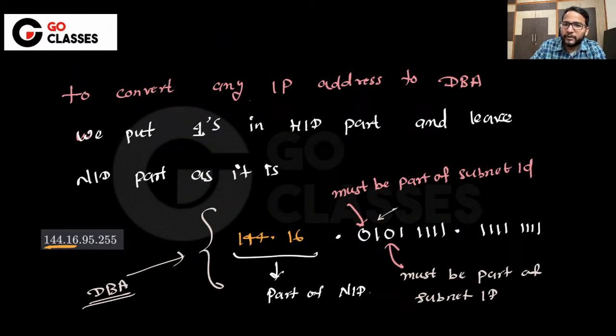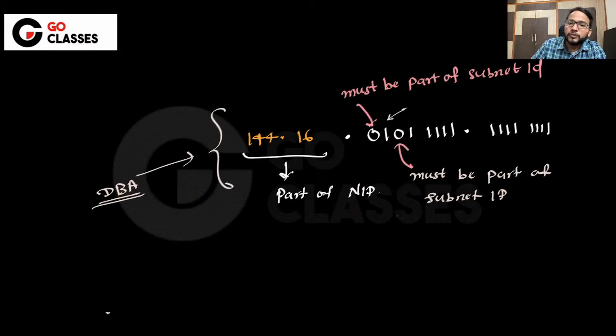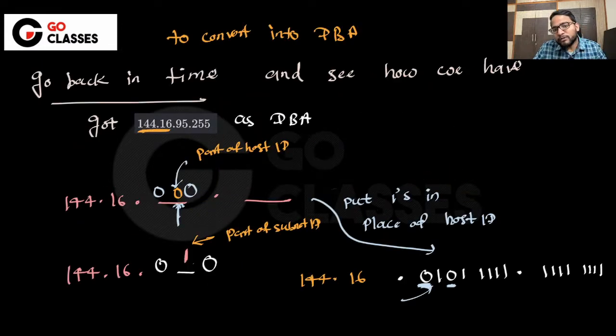To convert any IP address to a directed broadcast address, we put ones in the host ID and leave the network ID, or the subnet ID, as it is. So if earlier also it was 1 and you left it as it is, it means it was a subnet ID, or earlier it was 0, it was part of the host ID, and you converted it to 1. So there could be two cases. Wherever it is 1, you don't know whether it is part of the host ID or the subnet ID, right? So let me know if you have understood this, if there is any doubt here.